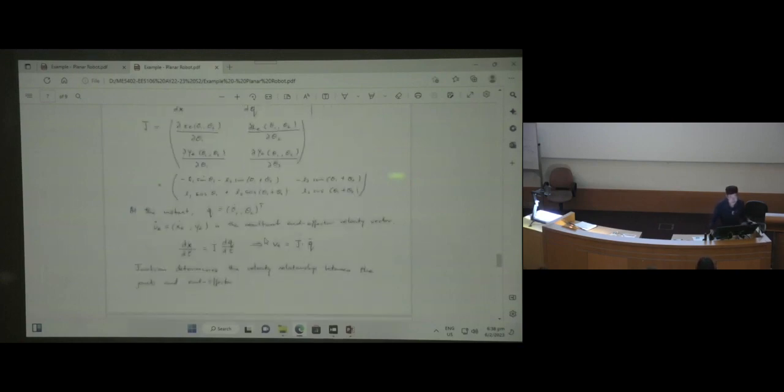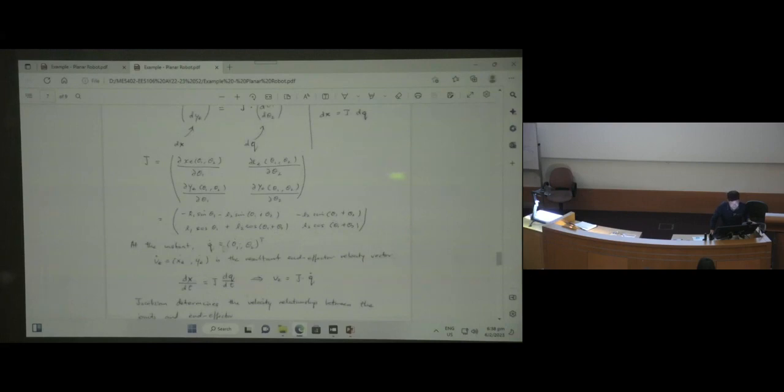So at that particular instant, we can put Q dot equal to theta 1 dot, theta 2 dot transpose. The VE, which is the velocity at the end effector, is your xE dot and yE dot. So this is the end effector velocity. When you put them all together, you have dx/dt equal to J dq/dt, which is your VE equal to J, the Jacobian matrix, multiplied by your Q dot.